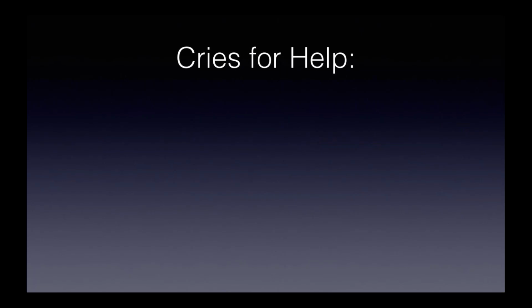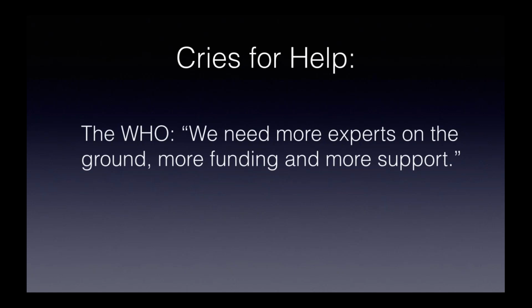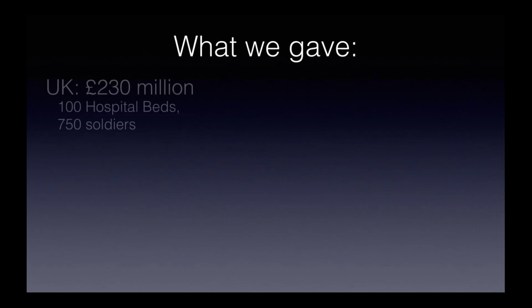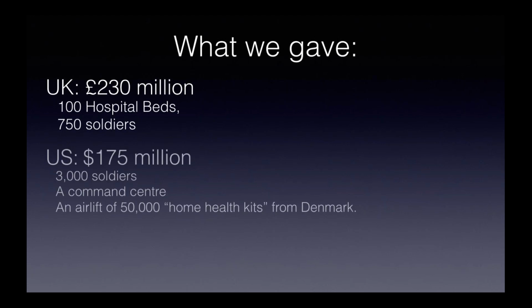When the cries for help came out from the World Health Organization, they said we need more experts on the ground, we need more funding, we need more support, we need volunteer support needed for Ebola outbreaks at Médecins Sans Frontières. What actually came down, how governments responded, were in the following ways. The United Kingdom provided £230 million. They built 100 hospital beds, and they sent 750 soldiers to the region. The US provided $175 million. They sent 3,000 soldiers, a command center, and an airlift of 50,000 home health kits from Denmark.